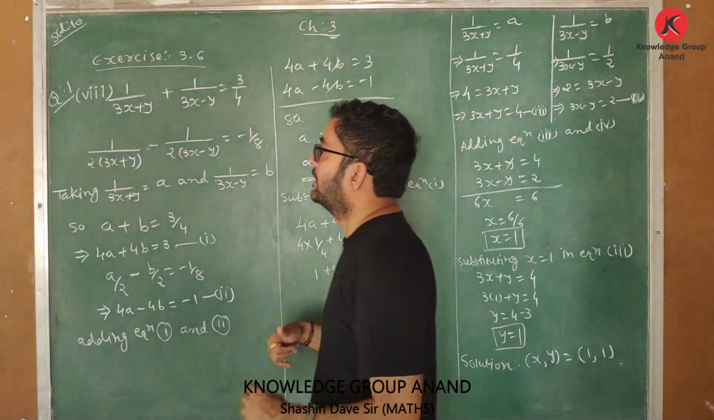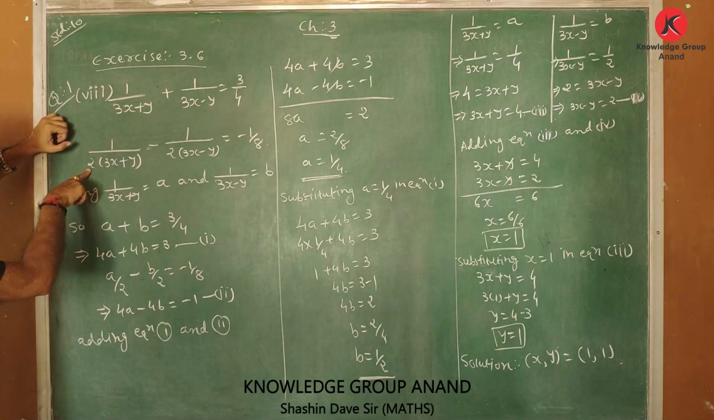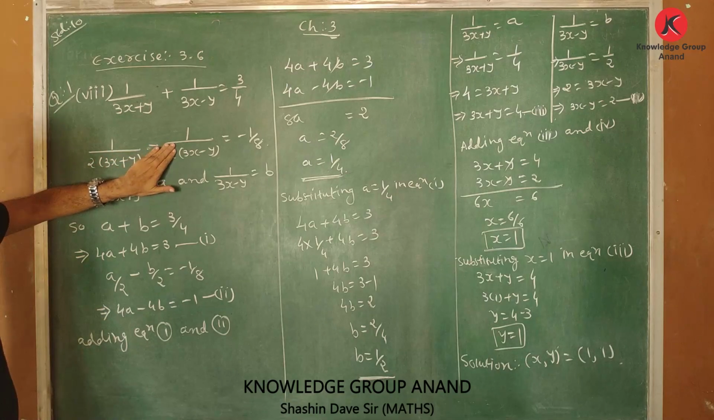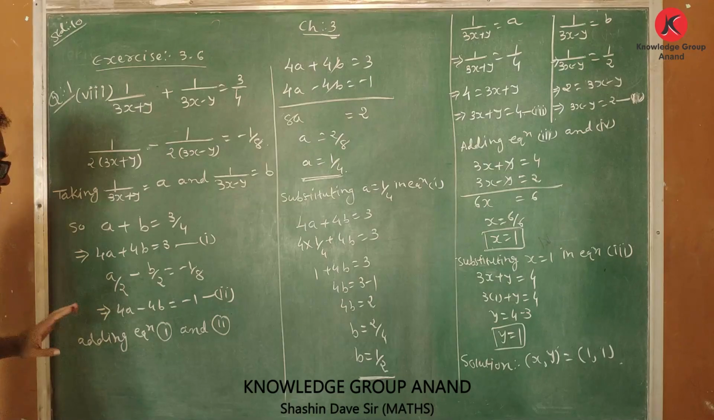Now here, as you can see, this much part is a. Then what is there in upon 2? So I will write a upon 2 minus, this much part is b, so b upon 2 is equal to minus 1 upon 8.